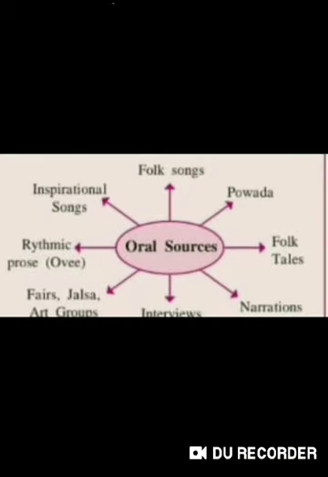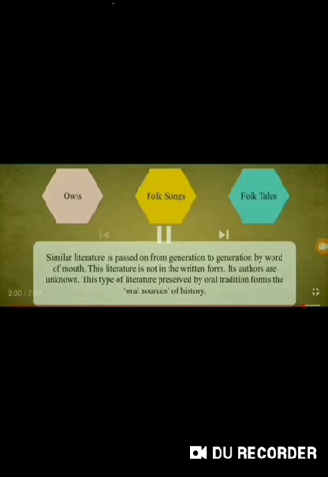Oral sources have ovis, folk songs, and folk tales. Similar literature is passed on from generation to generation by word of mouth. This literature is not in the written form. Its authors are unknown. This type of literature preserved by oral tradition forms the oral sources of history.